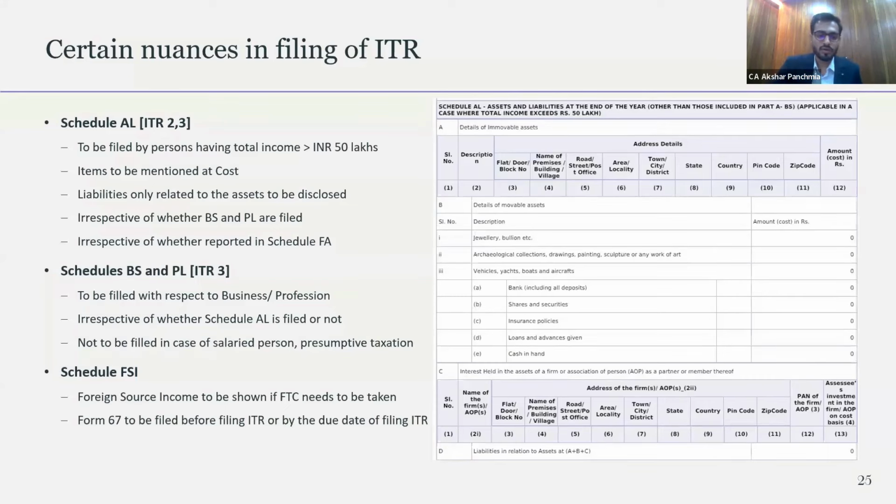Coming to the next point, foreign sourced income. Where there is any foreign sourced income and you want to take the benefit of FTC, that is foreign tax credit, you have to first file the details of your income in Schedule FSI. At the same time, Form 67 has to be filed before filing your income tax return in order to take the benefit of the foreign tax credit. Therefore, please note, without filing Form 67, you will not be able to take the benefit of foreign tax credit.